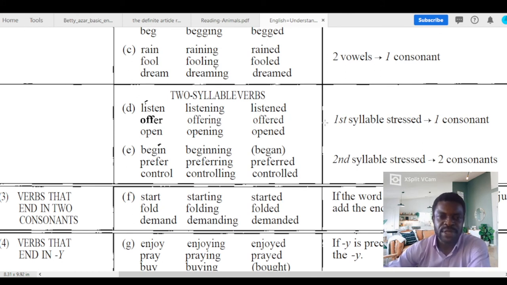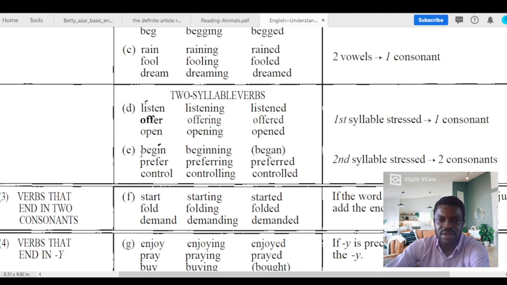See what they were telling us here. What they're trying to explain is that when the first syllable is stressed, in listen, L-I-S, the stress lies on the first syllable, so we don't need to double anything. So we say listening. Offer, offering. You don't need to double anything. It's already in the cool form. Open, opening, because in open the stress lies in the first syllable.